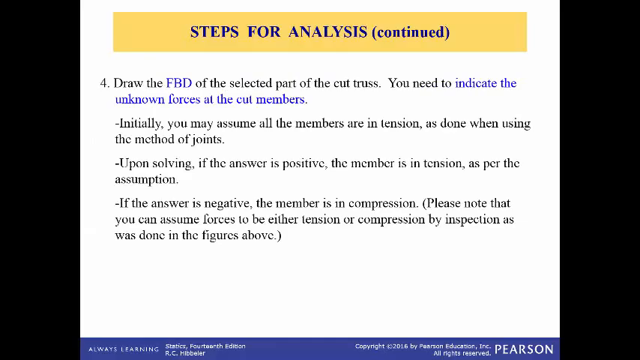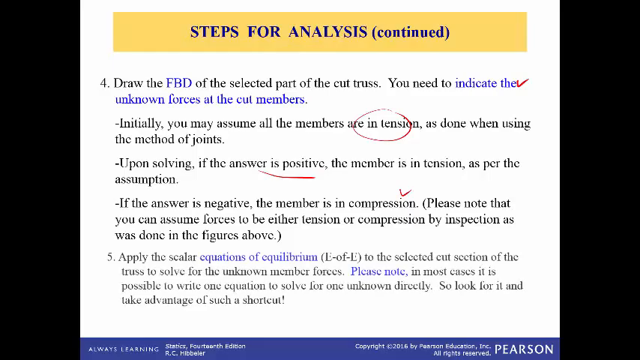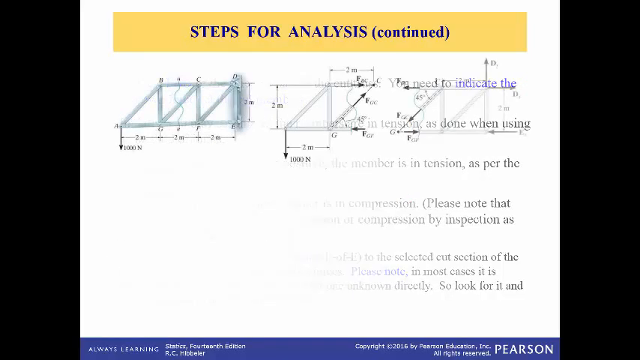So once you cut the truss, you just draw the free body diagram. As I said before, you have to indicate the unknown forces in the cut members. Assume that they're all in tension, just like you did in the method of joints. If the answer is positive, the member is in tension, and if it's negative, then the member is in compression, just like we did before. And of course, you apply the scalar equations of equilibrium to the selected cut section to solve for those unknown members.